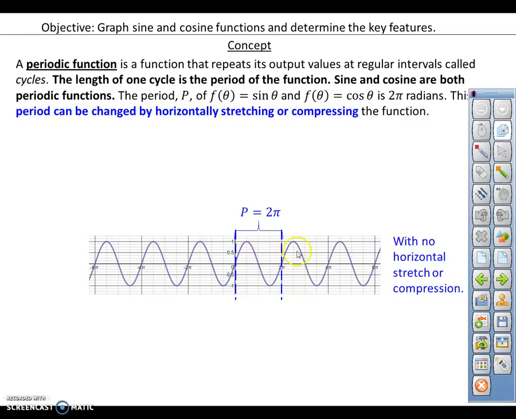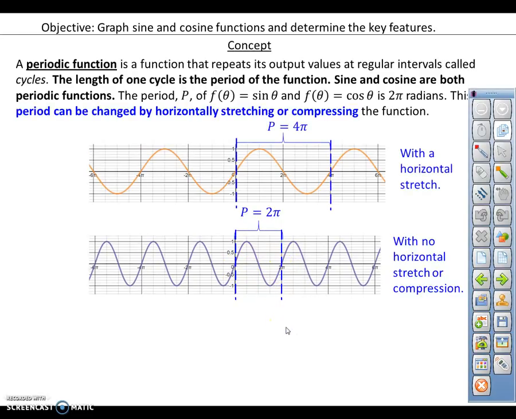So here we're looking at a period of 2 pi, where this is a sine function, so we're looking at one full wave, up and down for the sine function between 0 and 2 pi radians. Here we have a horizontal stretch, so here's where our wave starts, and here's where our wave ends at 4 pi. So this is a stretch by a factor of 2, because the period of 2 pi has been lengthened to a period of 4 pi.